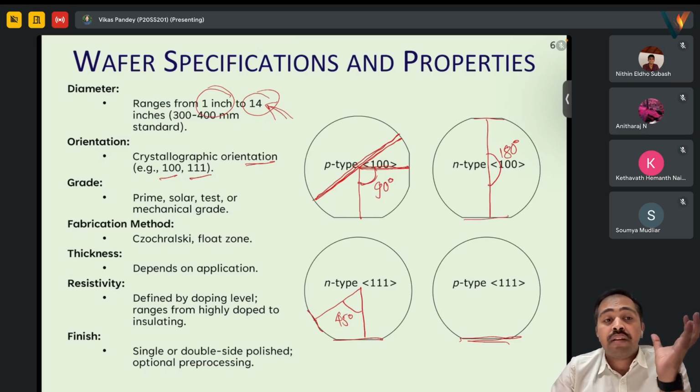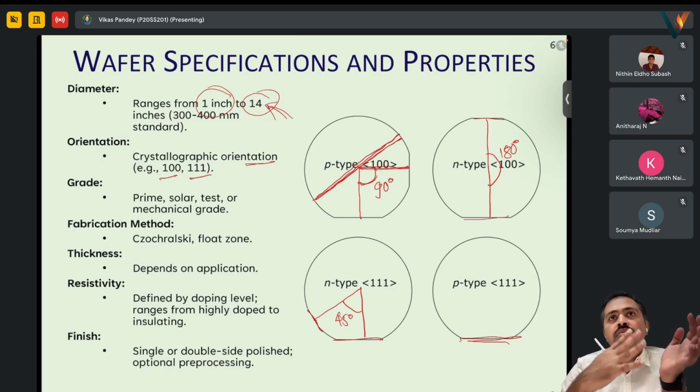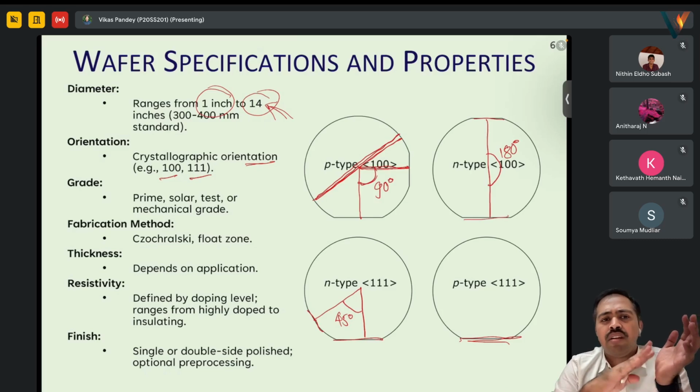Then there are some grades. When you go to buy these wafers, you will find grades. For microfabrication, we mostly use prime grade silicon, which is the best quality of wafer. Then comes solar grade. In solar cells, some breakage in the crystal will also work fine, so the cost will be lesser compared to prime grade. Then there is test grade or mechanical grade.